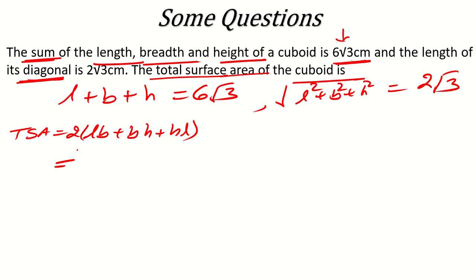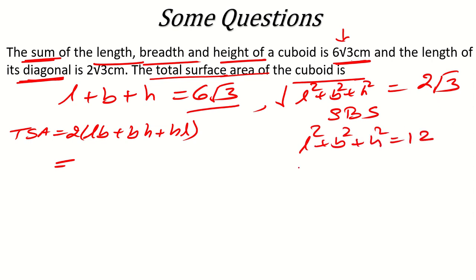Now here you see, we don't know the values of L, B and H separately. We know their addition only. So how will you find the value? Let's square this side. Squaring both sides, you will get L square plus B square plus H square is equal to 2 times 2, 4, 4 times 3, 12.